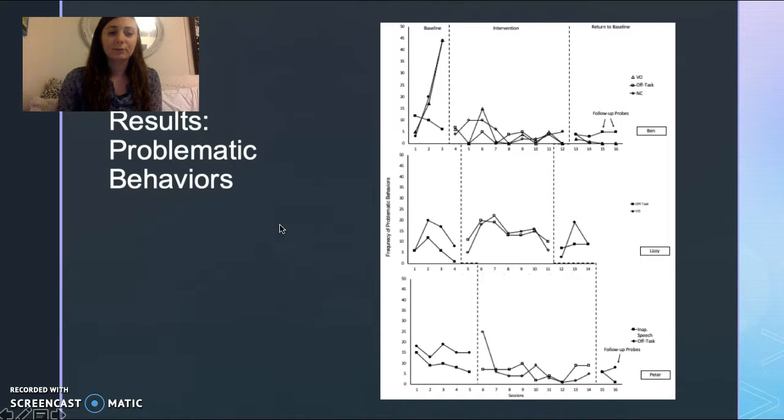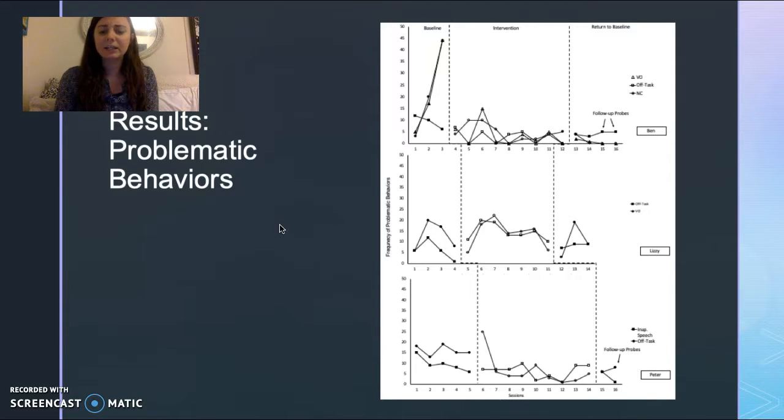The results for problematic behavior are depicted in these graphs. For Ben, his off-task behaviors remained at a stable rate that was comparable to initial baseline conditions. However, his verbal outbursts and non-compliance behaviors displayed a drastic decrease compared to initial baseline conditions, as well as throughout intervention.